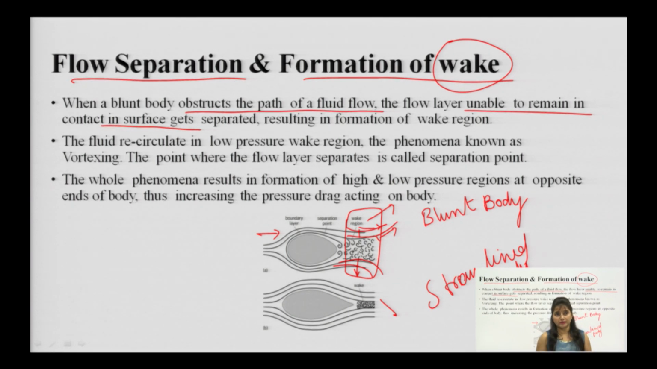When low pressure comes, the fluid recirculates in the low pressure wake region only. Here you can see recirculation is there, and this phenomenon is known as vortexing. This recirculation of low pressure wakes is known as vortexing. The point where the flow separates is known as the separation point. So, here you can see it has started separating. So, this point is termed as the separation point.